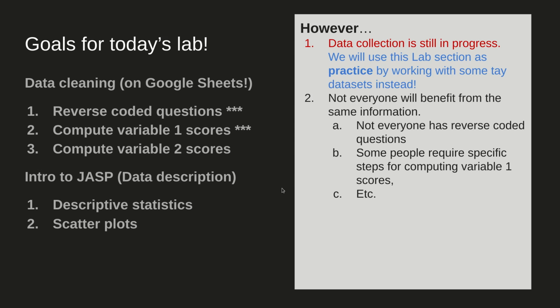The second one has to do with the fact that, as you might see, and I have indicated that with this little asterisk, not everyone will benefit from the same information. What I mean by that is that not all of you will even have to deal with reverse coded questions. And of course, the specific scale or inventory you chose for your variable 1 will dictate the type of instructions that you will need for computing the individual scores there. So not all of you require the same information.